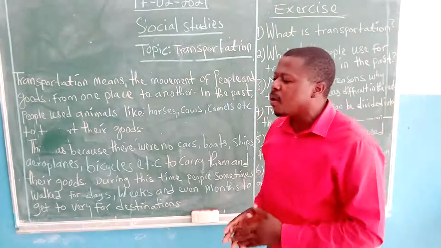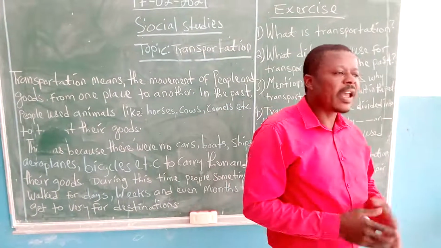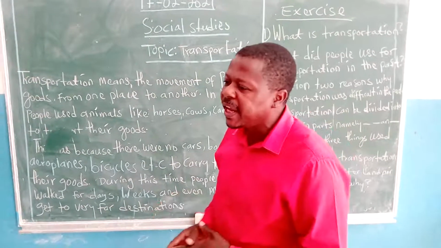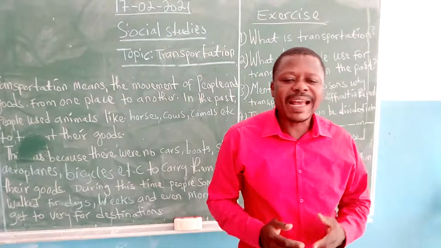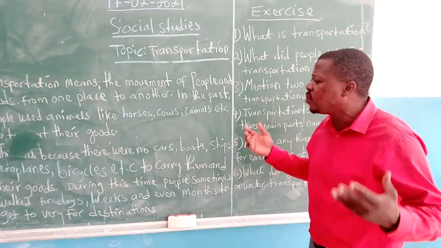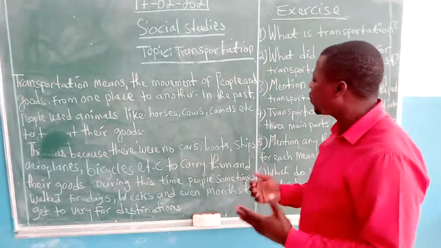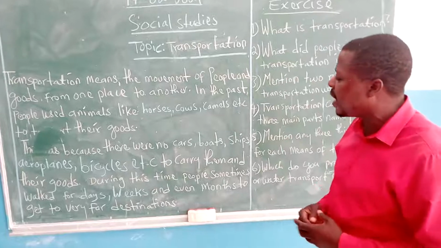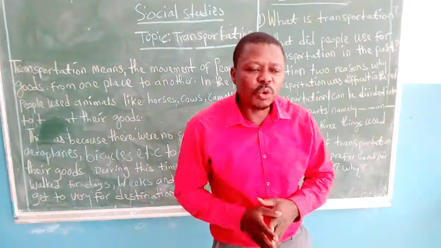It was very difficult in those days because we did not have cars, aeroplanes, vans, lorries, ships, boats, engine boats, motorbikes. All these things were not there because science had not evolved. So what did people in the olden days use for transportation? They were forced to use animals like horses, cows, camels, and donkeys to carry themselves and their goods from one place to another. It was very difficult because these animals, as you know, they are living things.